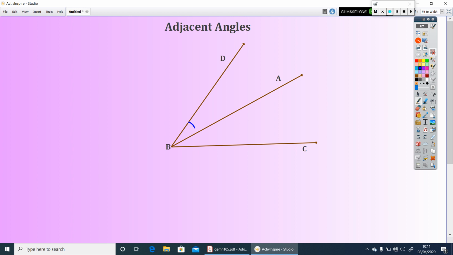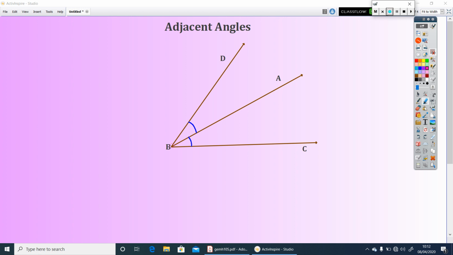One is DBA and the other is ABC. Now what is the speciality of these pairs of angles? Here you can see B is common to both angles, that is, vertex B is common. Now one more common thing is BA. BA is the arm common to both the angle DBA and the angle ABC.